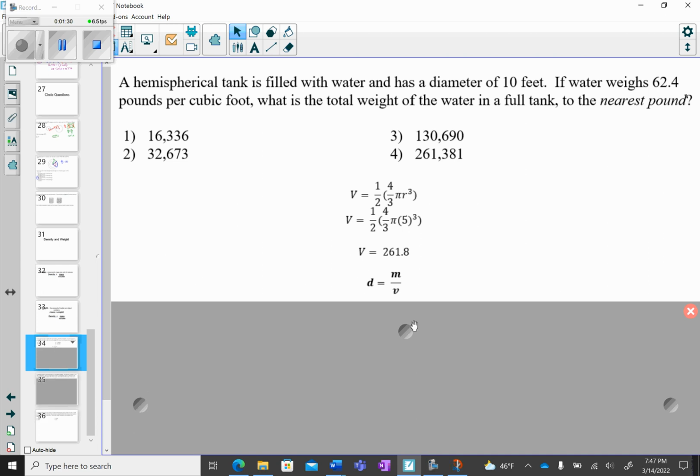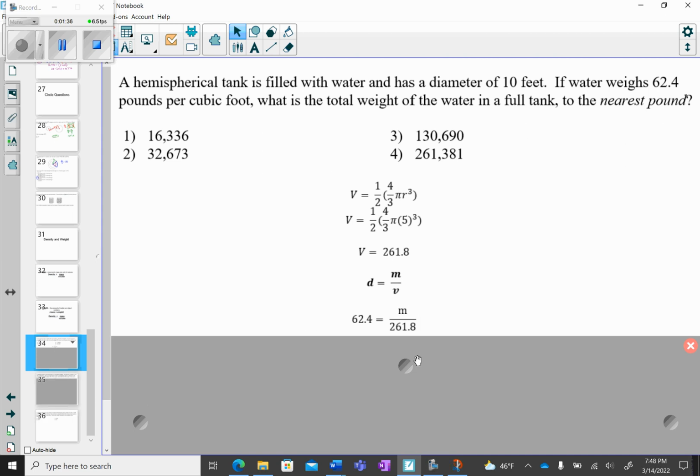Now we want to know what the total weight is. So we're going to use our formula D is equal to m over v. Density is equal to mass over volume. So our density is going to be our 62.4 pounds per cubic foot. That's how much it weighs. That's our density. But our total volume is what we just got, our 261.8.